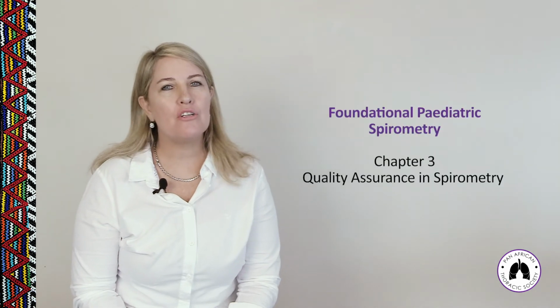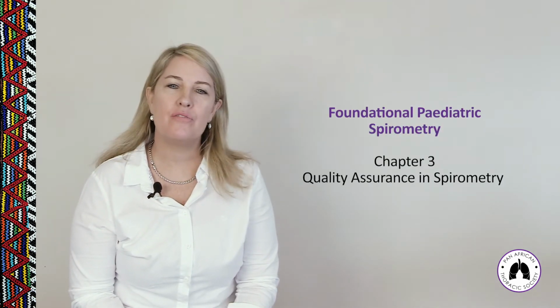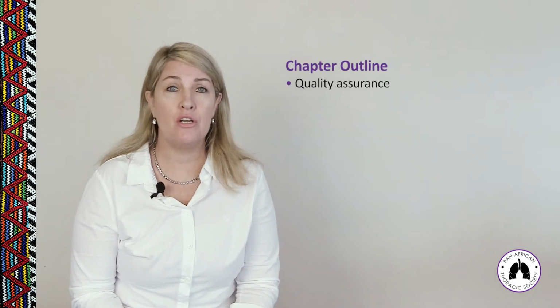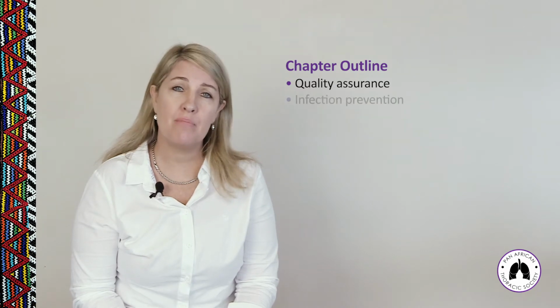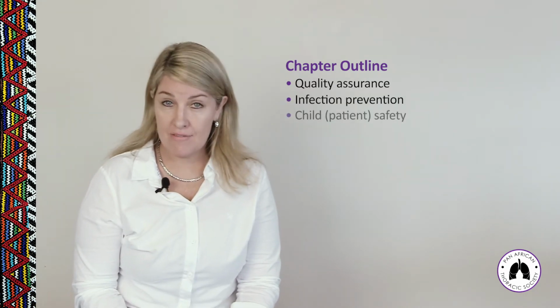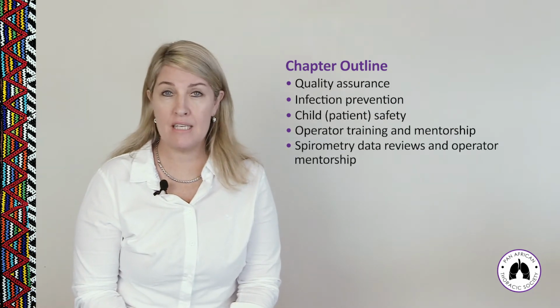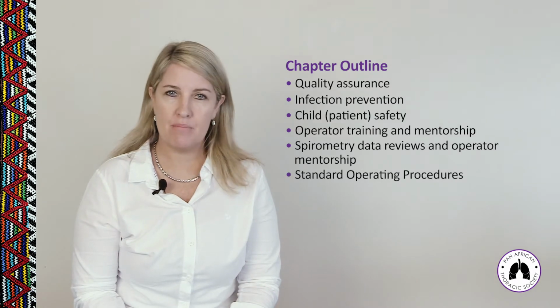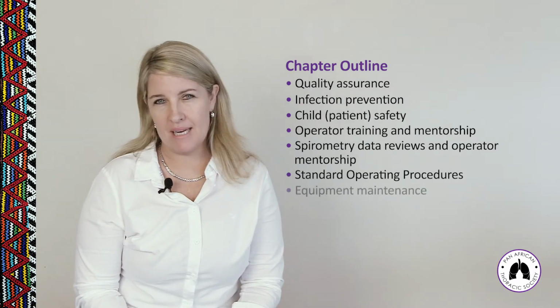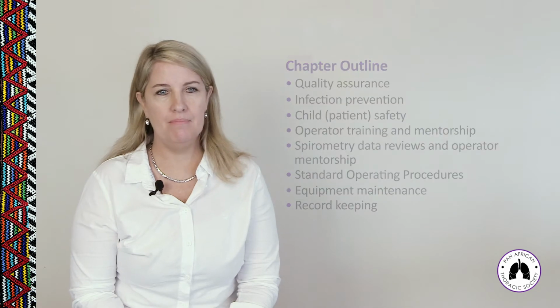Okay, everyone, let's go on to Chapter 3, which is Quality Assurance in Spirometry Testing. So the chapter outline consists of looking at quality assurance, which includes infection prevention, child safety, technician training and mentorship, spirometry data review and technician mentorship, standard operating procedures, equipment maintenance, and record keeping.